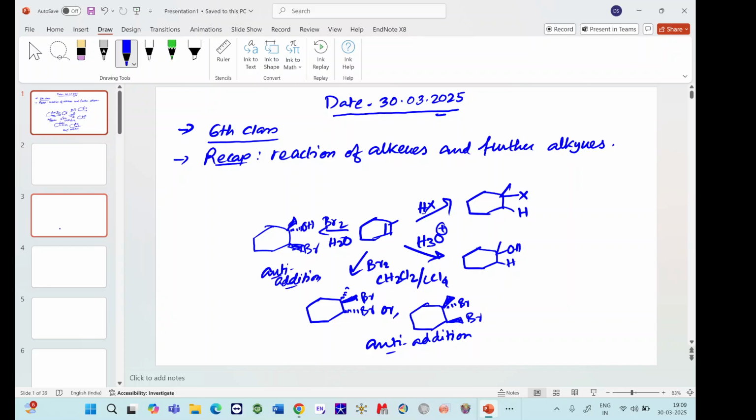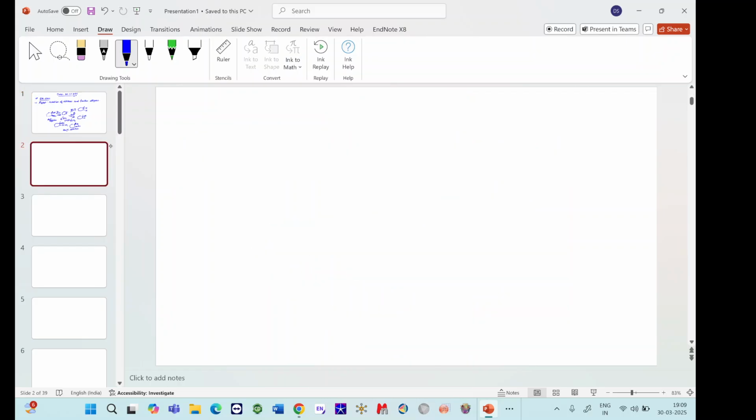Now, apart from these preliminary reactions, we have a few different reactions where you can control the stereo or the regioselectivity, right? So today we'll discuss some of them. The first of them is called the oxymercuration-demercuration reaction.